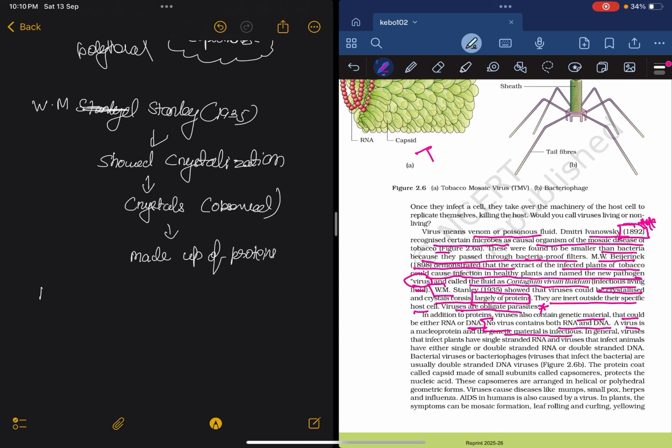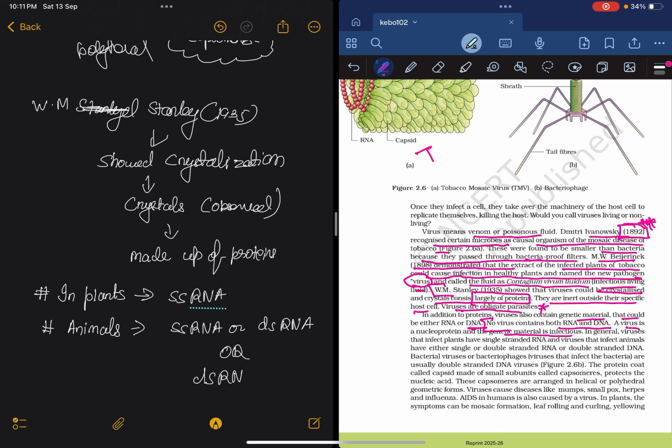Now this is very important: the viruses that affect plants are single-stranded RNA, and the viruses that affect animals can be single-stranded RNA or double-stranded RNA or double-stranded DNA. This can be asked as an MCQ, where four options will be given and you must pick which cannot affect animals. That is, the ones that cannot affect animals are single-stranded DNA. The protein coat called capsid, made of small subunits called capsomeres, protects the nucleic acid, already discussed.